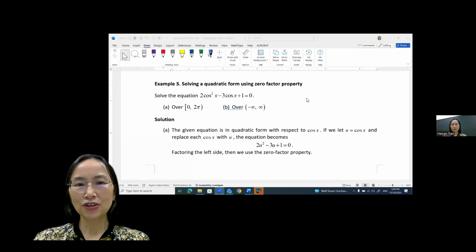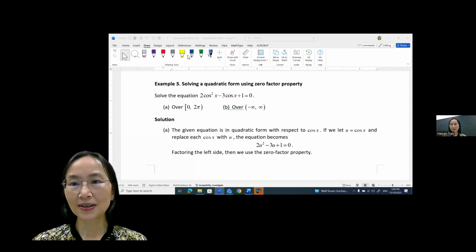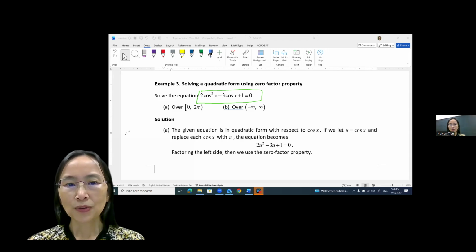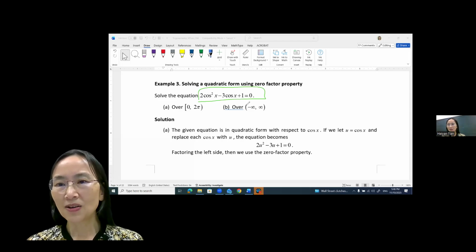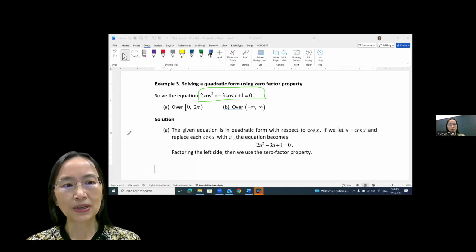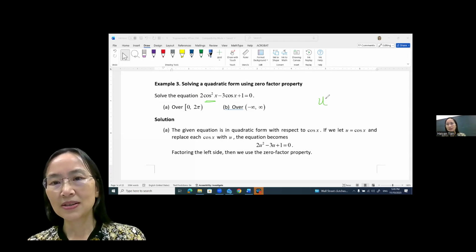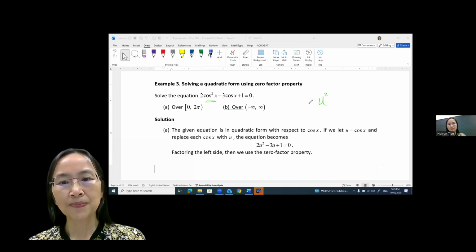Let's solve this trigonometric equation involving cosine function. This equation, do you realize this is a quadratic form? Quadratic, if we view the cosine x as a variable, let's just simply replace the cosine x with a simple letter u. So then cosine square will become u square.